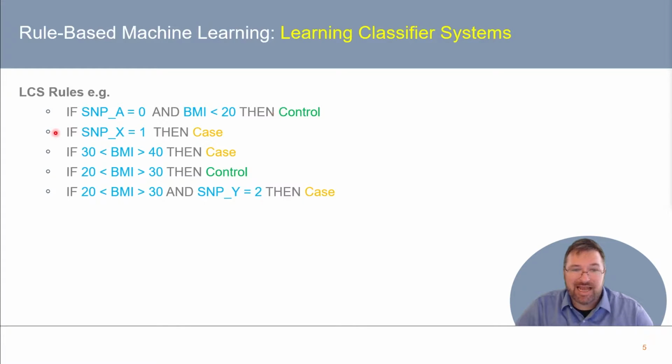The next indicates that if SNP X has a value of 1, then they are predicted to be a case. And the third rule indicates that if a patient's BMI is between 30 and 40, then they are predicted to be a case as well.